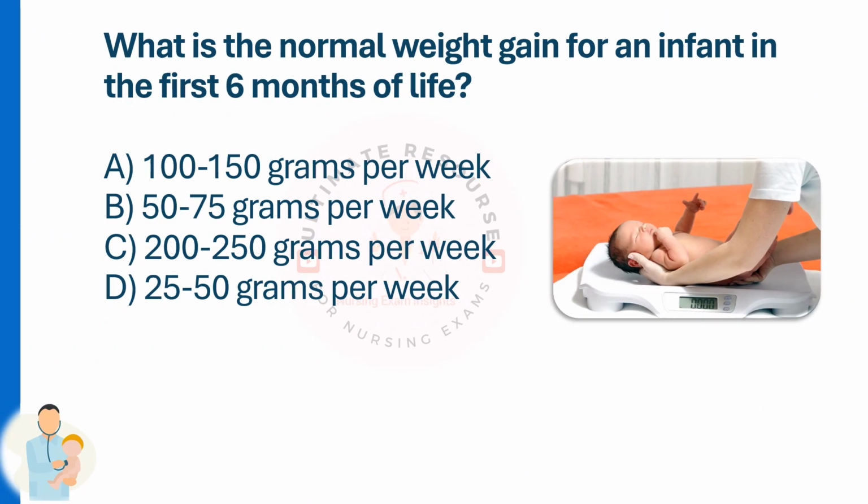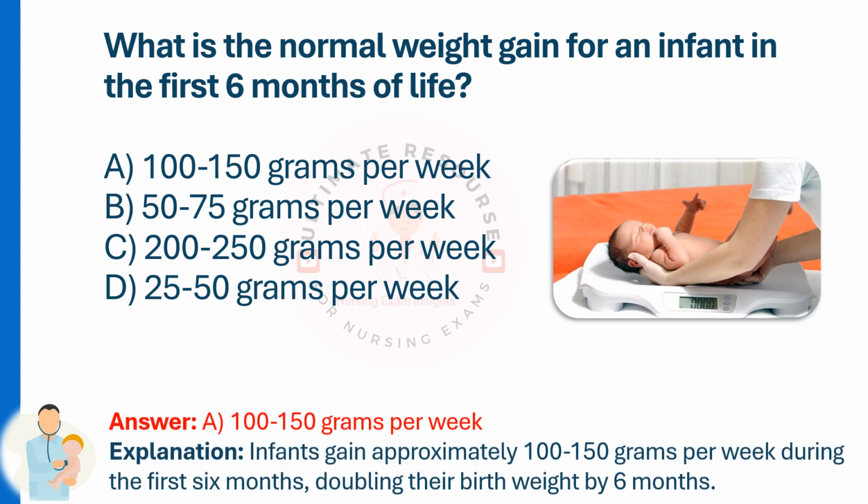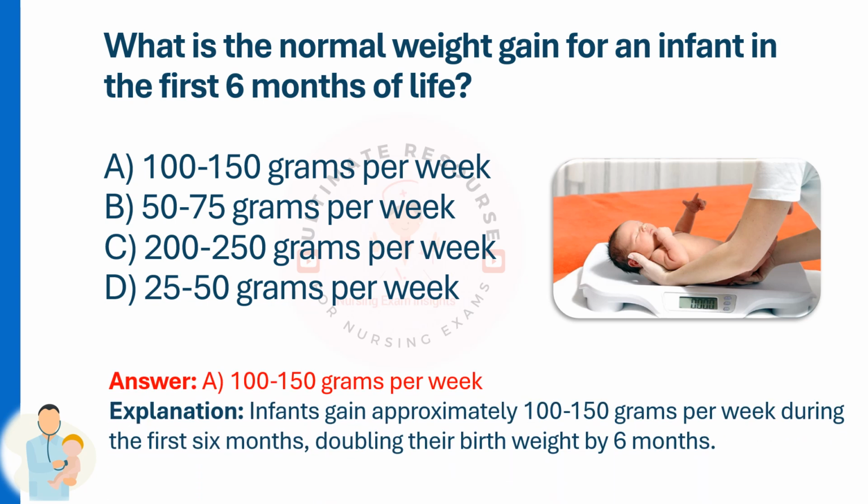What is the normal weight gain for an infant in the first 6 months of life? Options are A. 100 to 150 grams per week, B. 50 to 75 grams per week, C. 200 to 250 grams per week, D. 25 to 50 grams per week. Answer is A. 100 to 150 grams per week. Infants gain approximately 100 to 150 grams per week during the first 6 months, doubling their birth weight by 6 months.